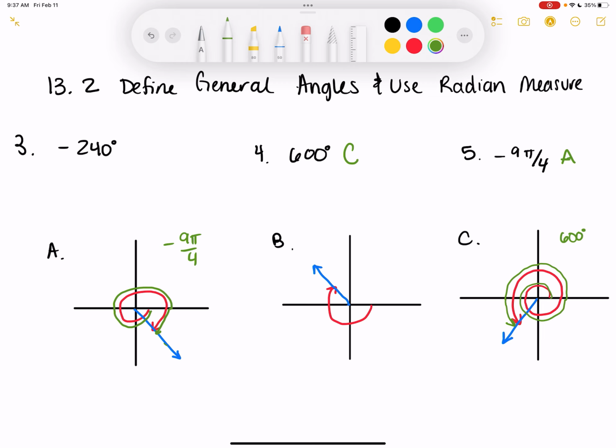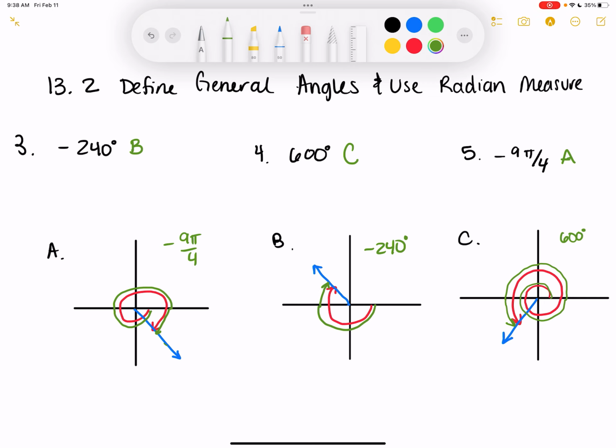Then for B, you come around a half time. A half time is how many degrees? 180, going a little bit farther. About 60 more is going to be negative 240, because we went down and around, so negative 240 degrees. So 3 is B. Does this make sense?